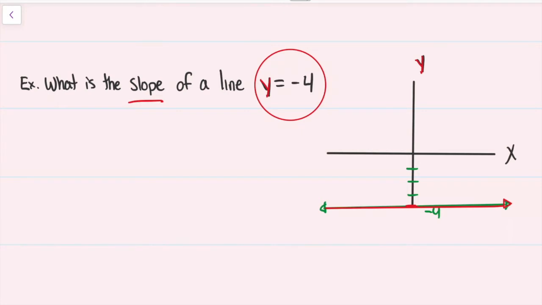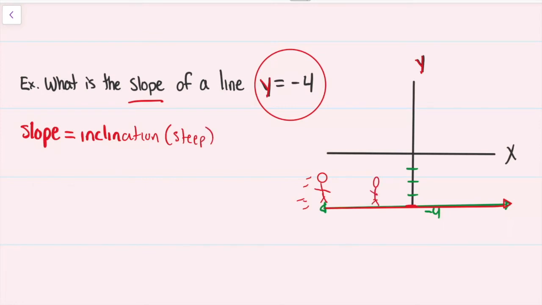So imagine you were a person here and you were walking, right? Well, slope is all about inclination, guys. How steep something is. So if I were to walk this line, is there any inclination? Actually, no, there isn't. It's a flat line. It's like walking on the ground.